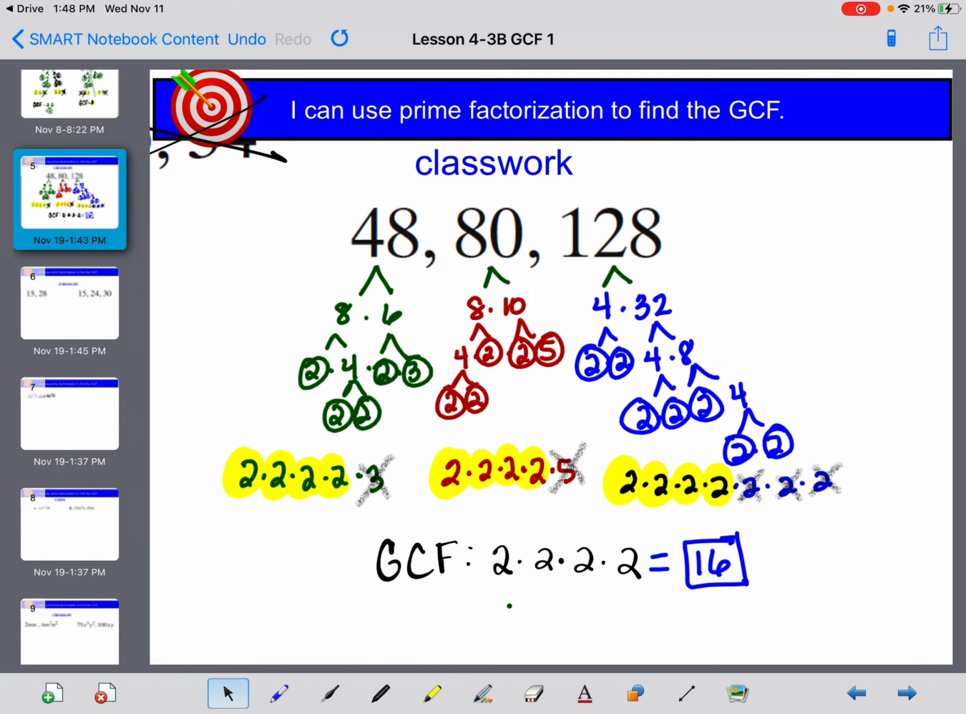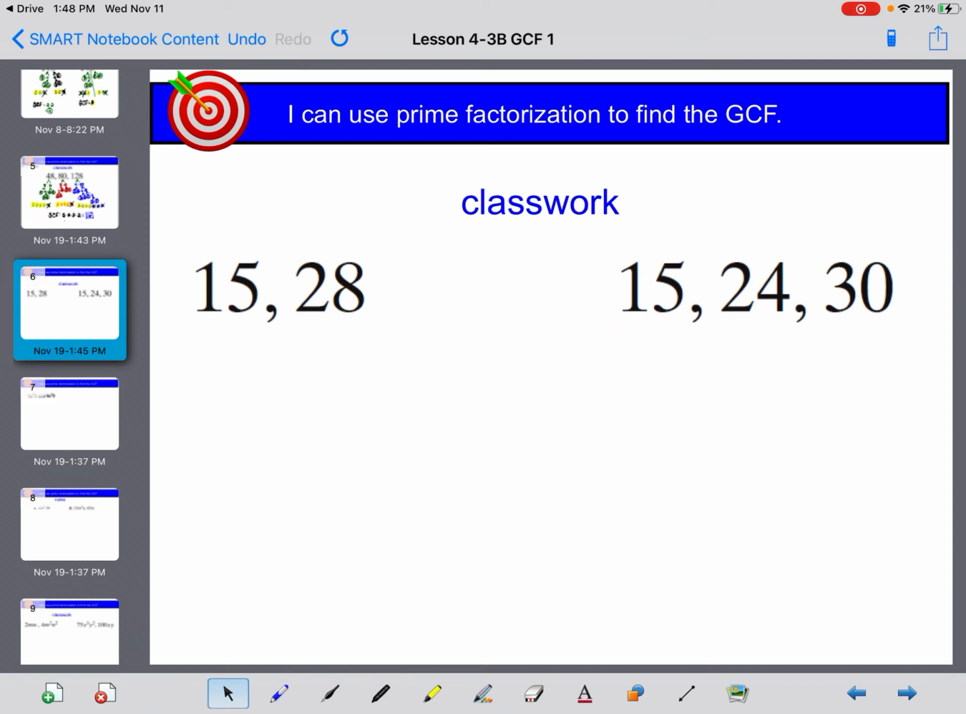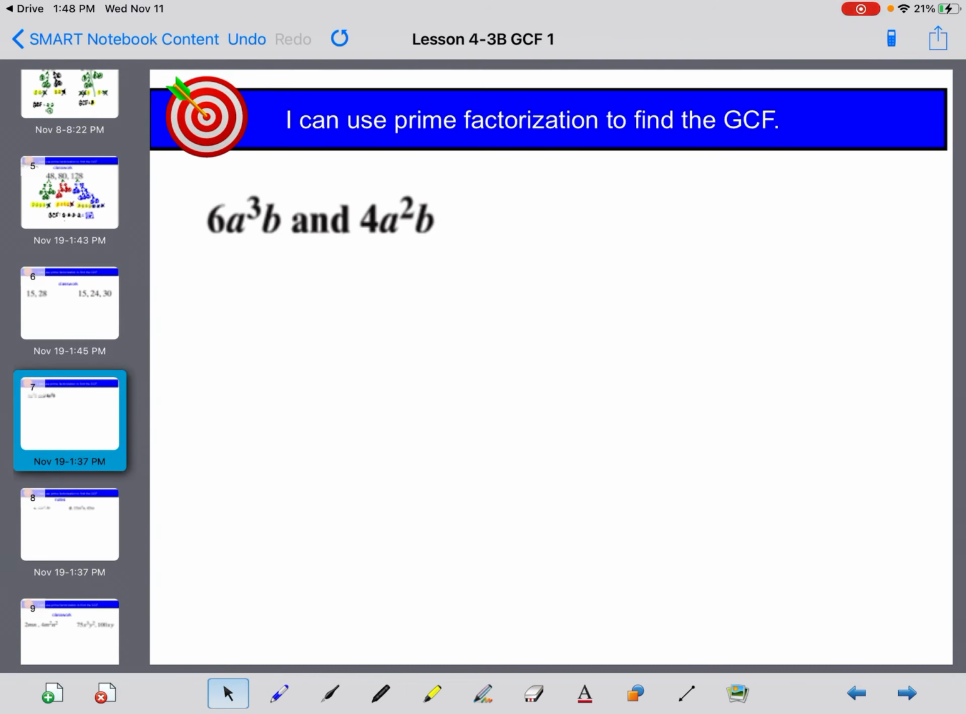Okay. Then we're going to skip to doing some with variables. Oh, we're going to skip those.